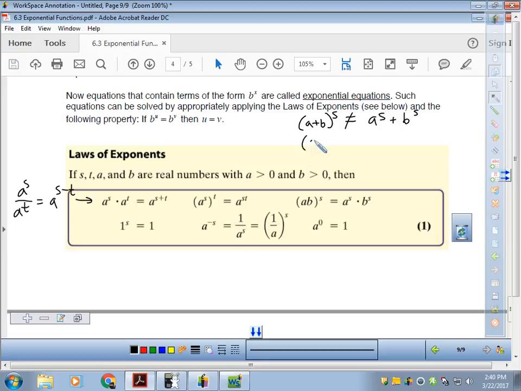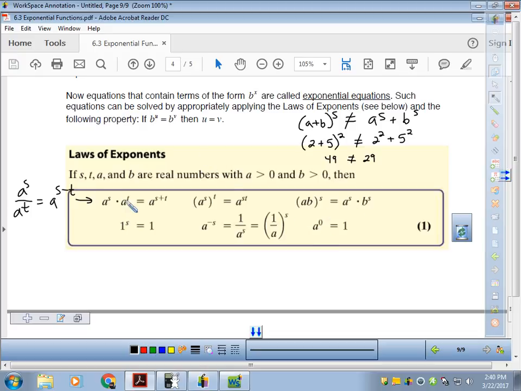Just to prove it to you, if I had 2 plus 5 raised to the second power, that does not equal 2 squared plus 5 squared. I can prove it. What's 2 plus 5? 2 plus 5 is 7. 7 squared is 49. Over here, 2 squared is 4. 5 squared is 25. 4 plus 25 is 29. 49 does not equal 29. Okay? So it doesn't work. You can only make the exponent go in if it's multiplication or division.